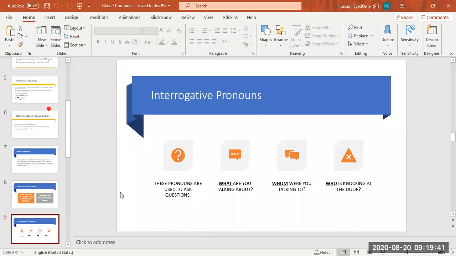Interrogative pronouns are used to ask questions, like: which shirt do you like to buy? What are you talking about? Who is that boy? These are all interrogative pronouns which are used to ask questions.